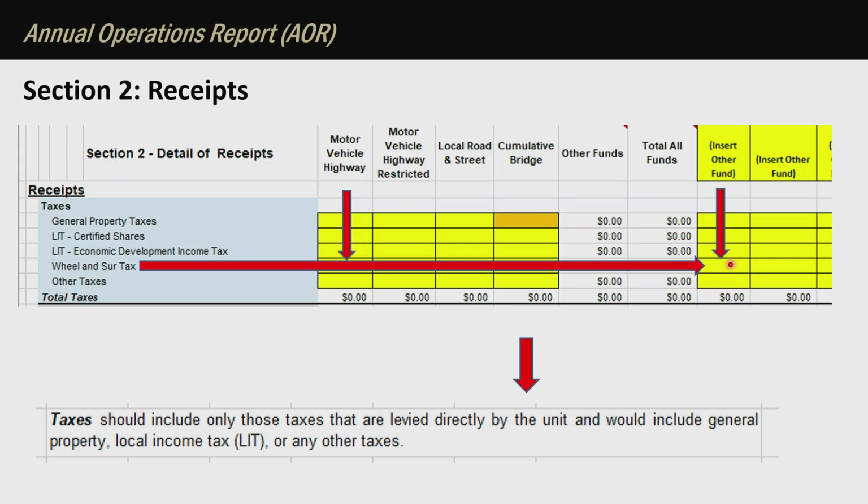Either way is acceptable, but if you have your own fund, the main thing to highlight here is this is where you would add these other fund types and just label those accordingly, and then put the funds in this cell corresponding with the wheel tax and excise surtax row.